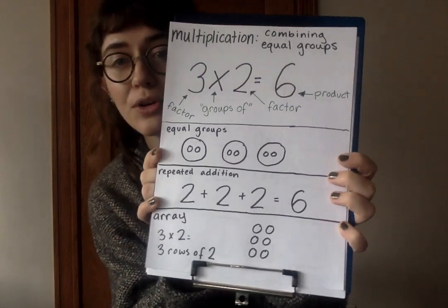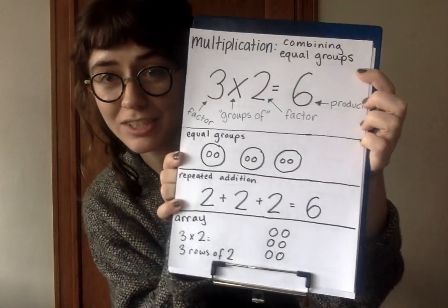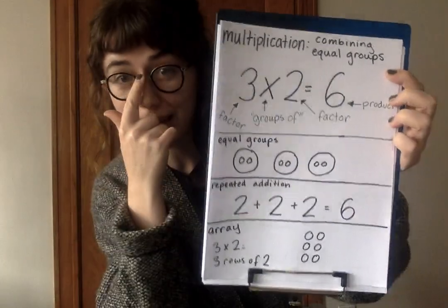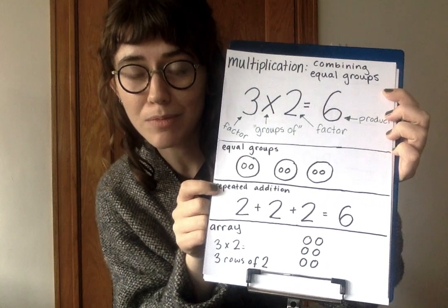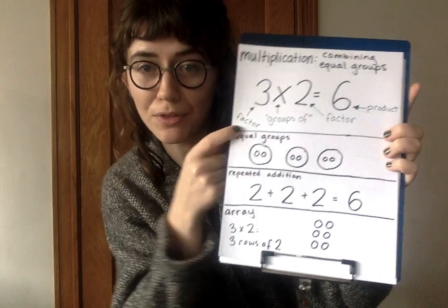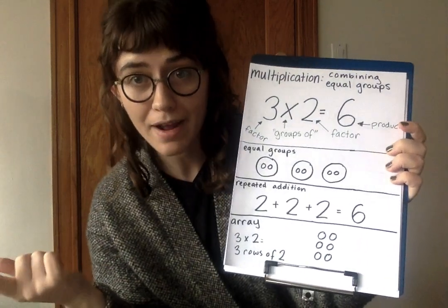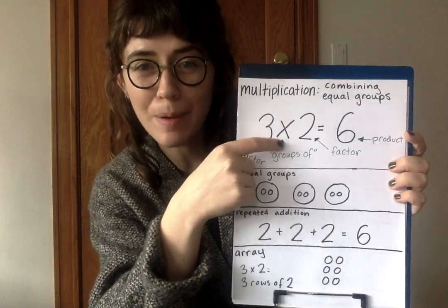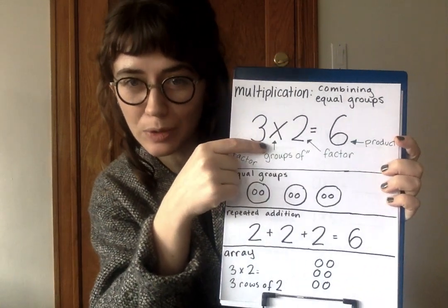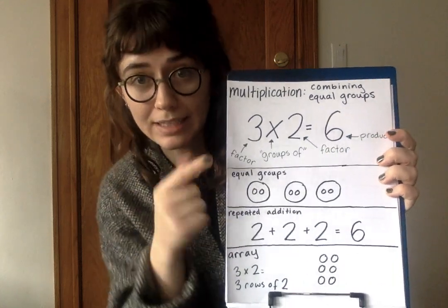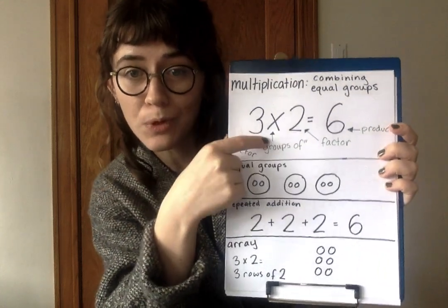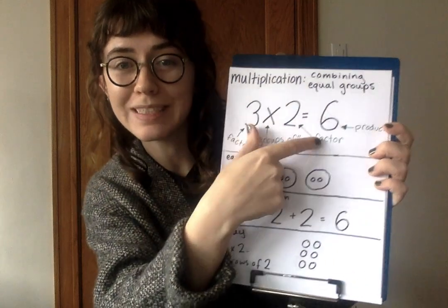All right. So this chart says that multiplication basically is combining equal groups. And so when we're multiplying two numbers together, we call both of those numbers factors, and then the number that we get for the answer is called the product. The best thing to remember when we see this symbol is that it means groups of. So if I read this side to side, it says 3 groups of 2 is equal to 6.